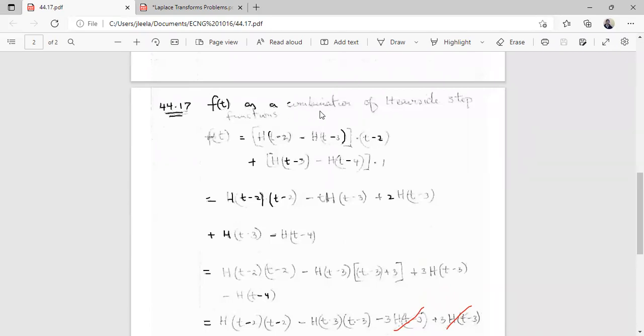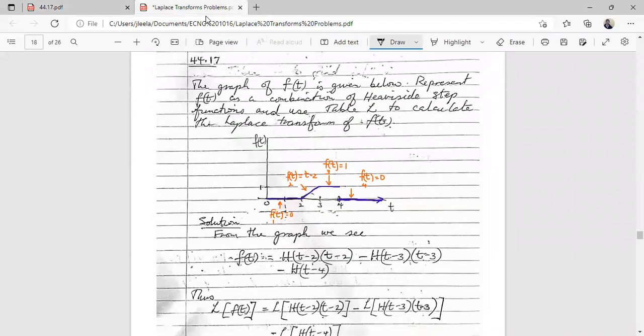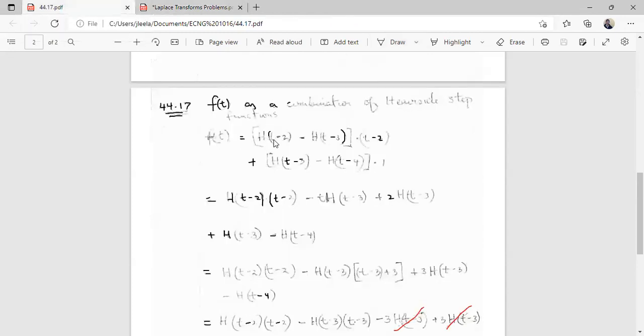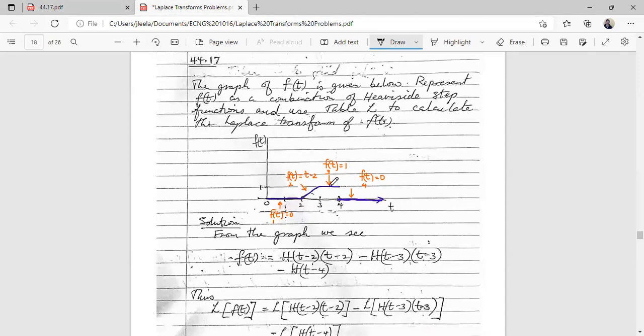f(t) as a combination of Heaviside step functions, right? So watch it here. This region here, right? You have to multiply it by t minus 2, and that is between 2 and 3. So that is the Heaviside at t minus 2 minus the Heaviside at t minus 3, multiplied by t minus 2. And then you add it to this one here, the third function. That is the Heaviside at t minus 3 minus the Heaviside at t minus 4 by 1, right?